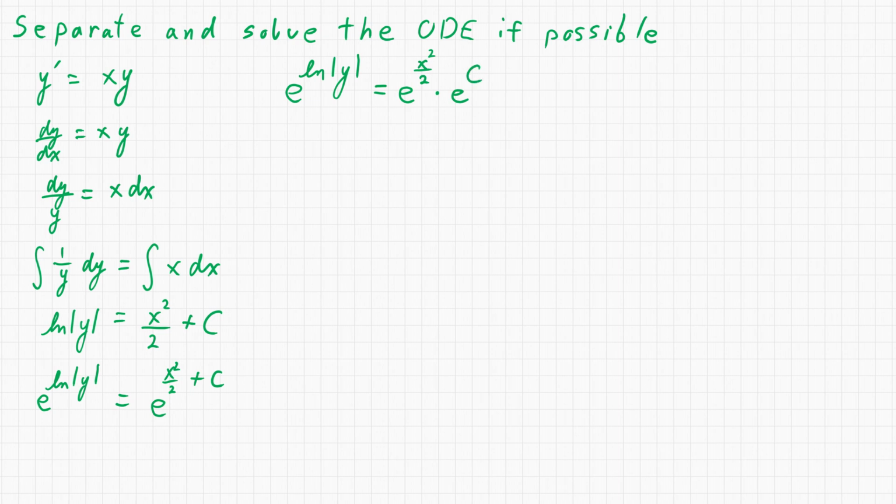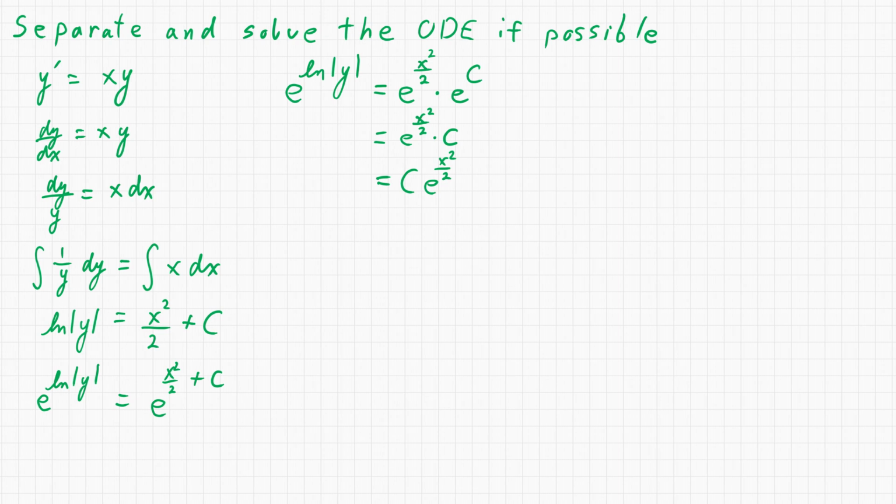The reason I want to do that is I want to get that c as just another constant. So I have e, which is about 2.7, to a constant. A number to a constant is still a constant. That's really e to the x squared over 2 times c. And I'll just write that as c e to the x squared over 2.